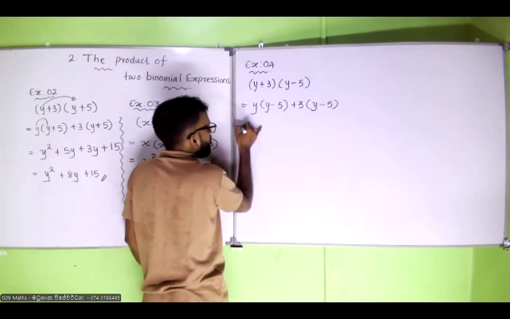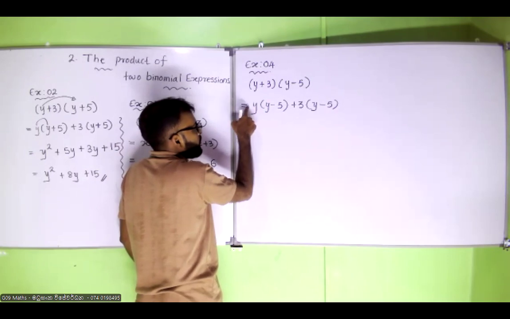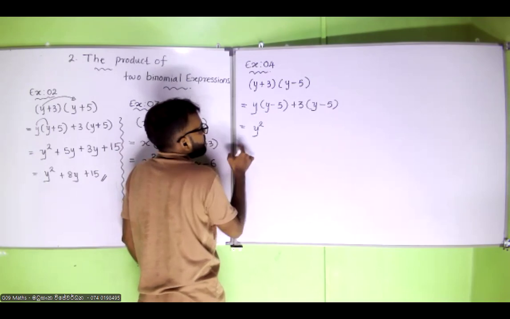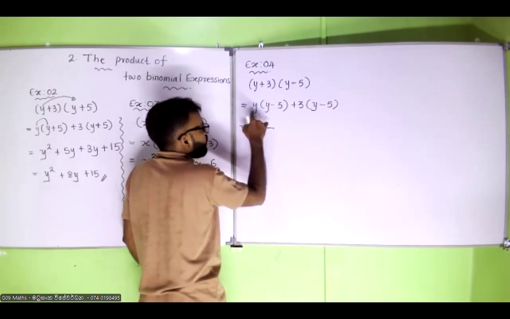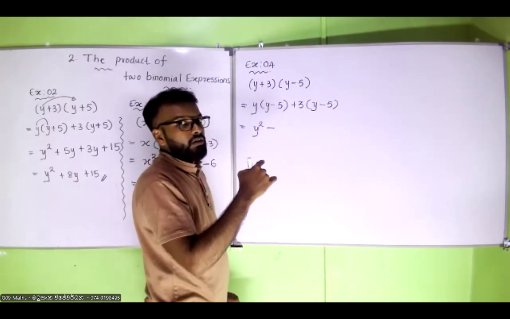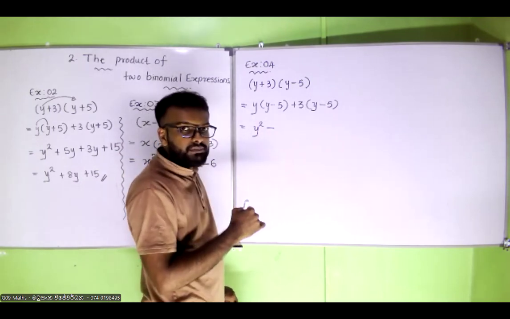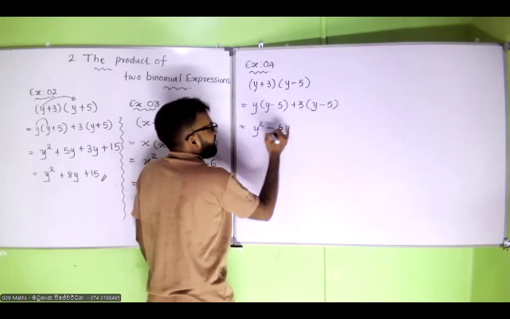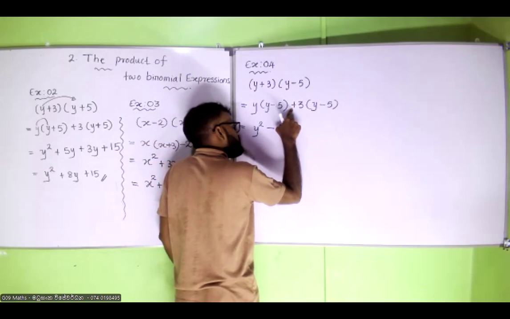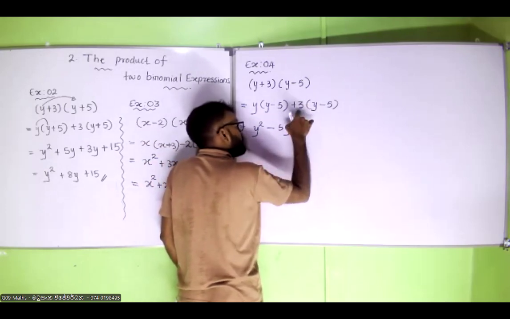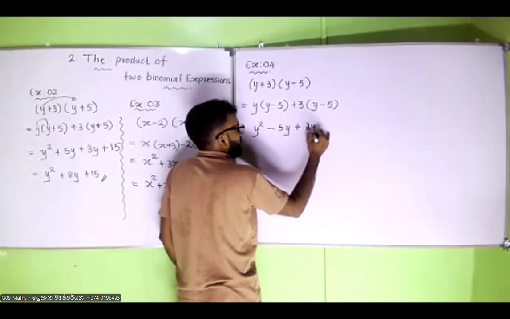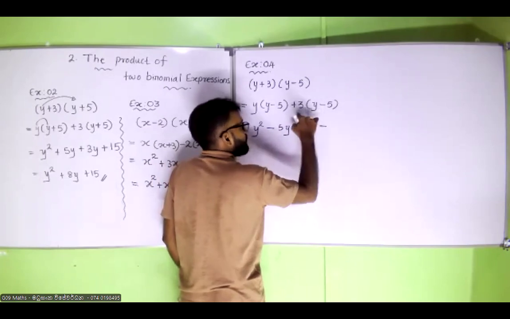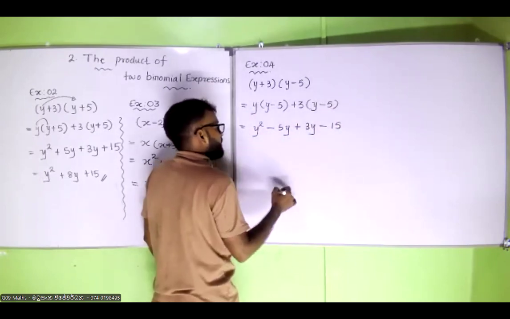right? So positive into positive y, y square, right? Positive into negative y, 5y. Plus positive into positive 3 times y, 3y, right? Positive into negative 3 times 5, 15, right?